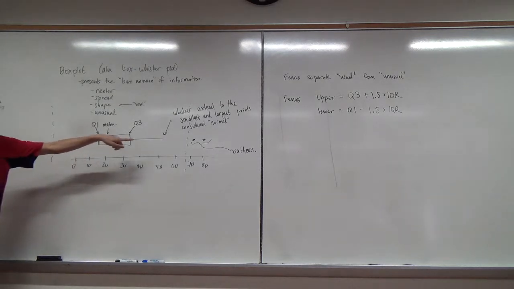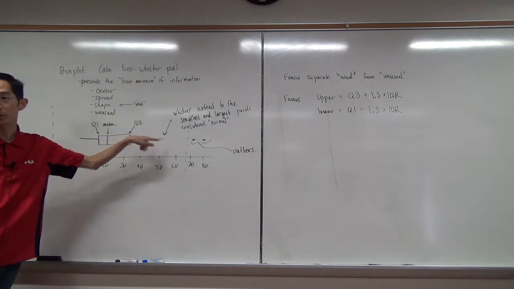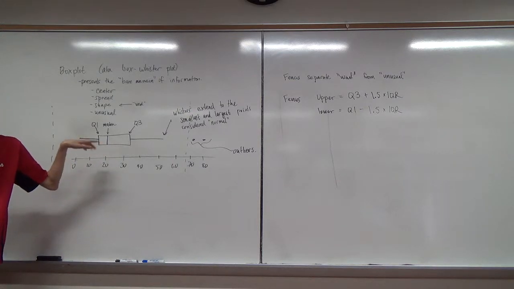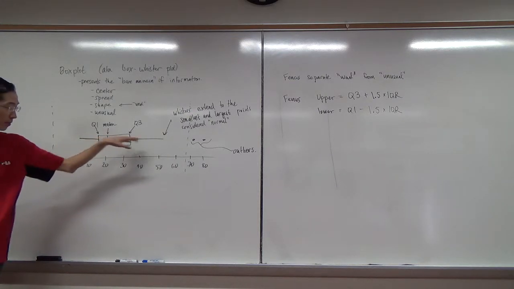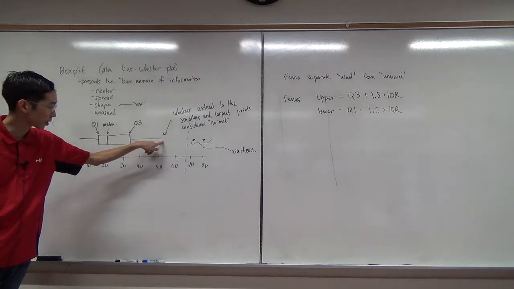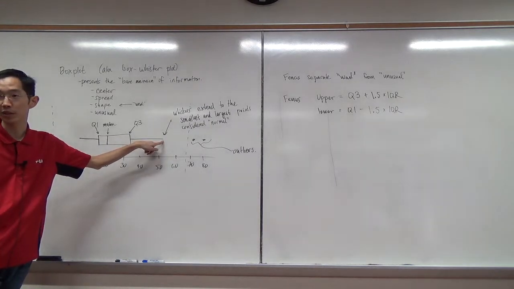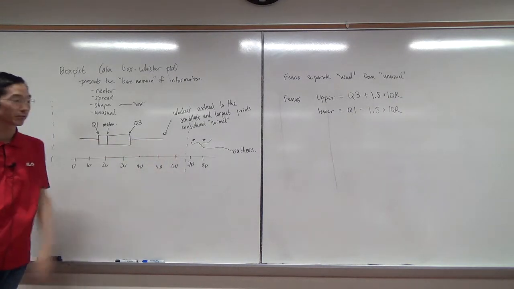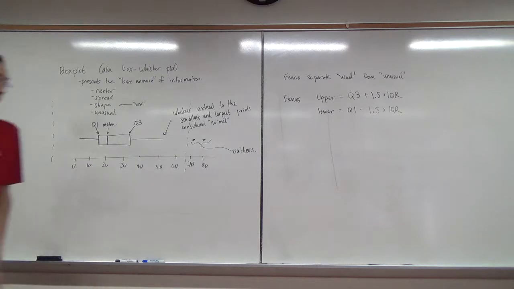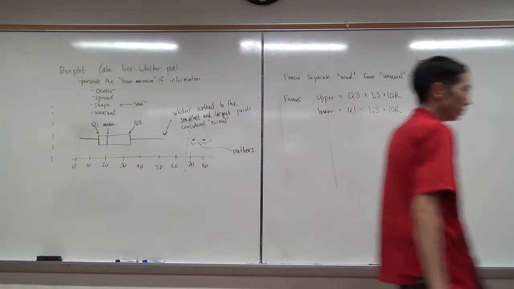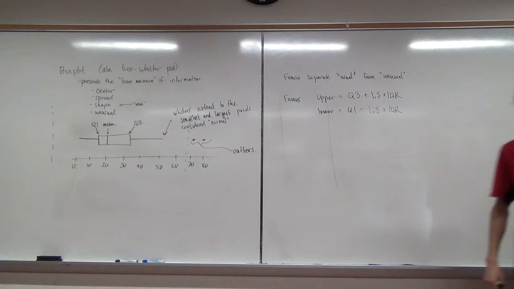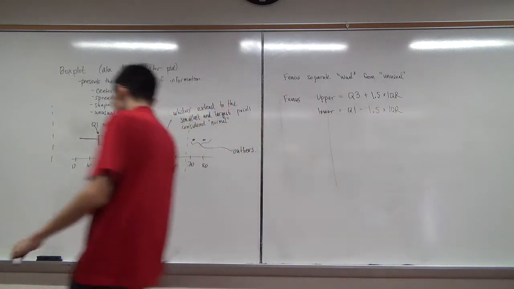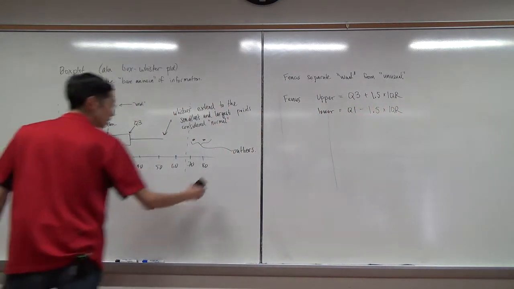The whiskers don't go to the fences. They go to the largest and smallest points within the fences. So if you have data that ends here, that's how far the whisker goes. Okay, you don't take it all the way to the fence. Okay, so maybe we will try making a box plot ourselves.